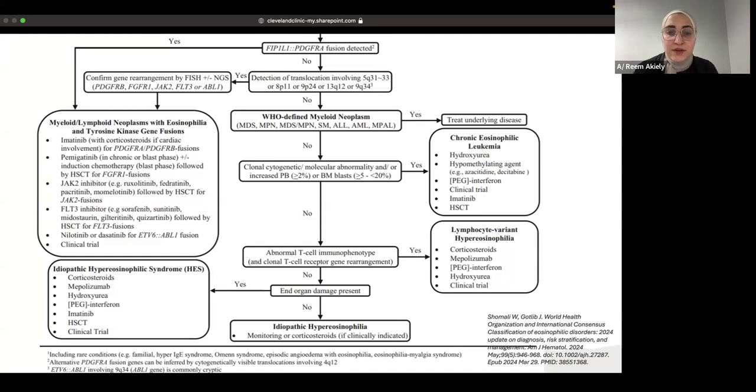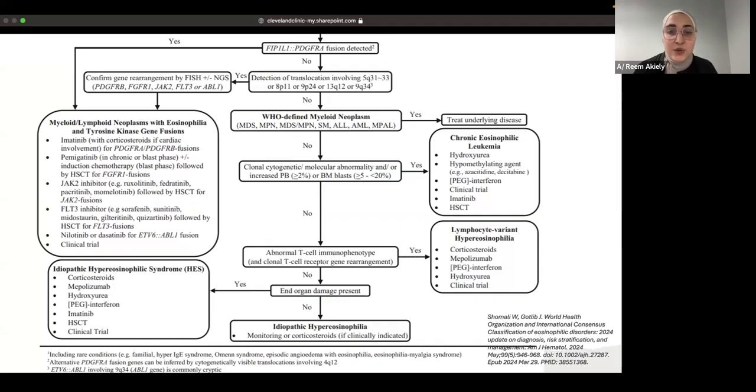If there is no concern for abnormal T cell immunophenotype or no clonal etiology, then the question we need to ask ourselves is, is there end organ damage or not? Because if there is end organ damage, then what's important to mention is that mepolizumab, which is the interleukin 5 monoclonal antibody, as we discussed, is approved for idiopathic hypereosinophilic syndrome if there is end organ damage. Other agents that have been described are hydroxyurea, PEG interferon, and imatinib, but as we discussed before, corticosteroids remain the first treatment option, just to control the rapid rise of eosinophils.